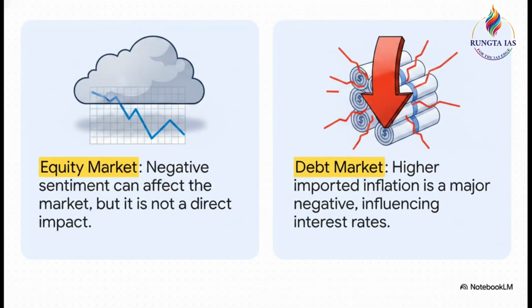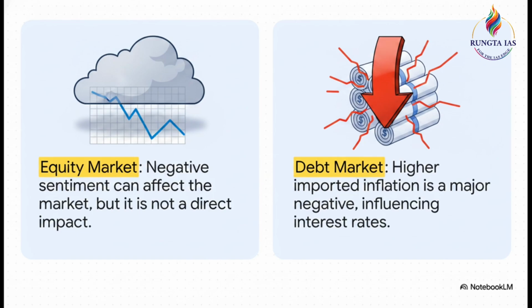And what about investors? What does this mean for the markets? Well, it's a bit of a mixed bag. For the stock market, or equities, a falling rupee can create some negative feelings, but it's not usually a direct trigger for a crash. But for the bond market, or debt market, the impact is much, much clearer and more negative. Why? Because that imported inflation we just talked about might force the RBI to increase interest rates to control prices. And higher interest rates are bad news for bond prices.